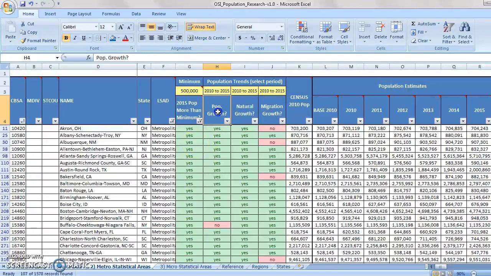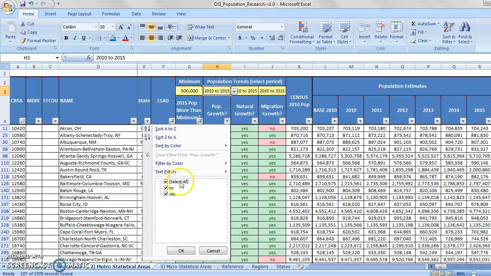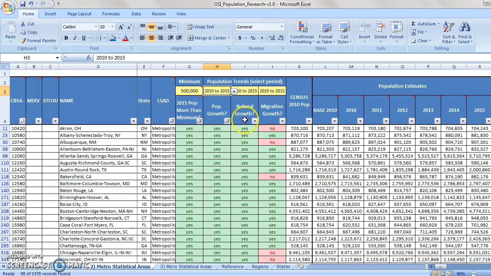If I keep going to the right, population growth is my next filter. You look here, Buffalo is red, it's no. That just means that in this time frame, 2010 to 2015, was there population growth? Is the 2015 population greater than the 2010 population? Well, in Buffalo, it wasn't. So I'm going to filter markets like that out. I only want to see the ones that have a yes.